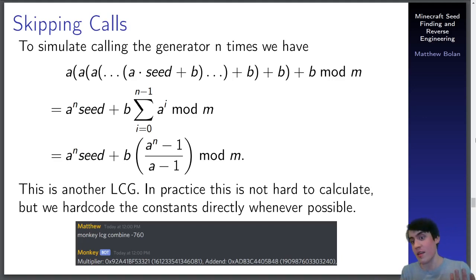And of course, this is another LCG. A to the n is our new multiplier, b times this expression is our new addend, and our modulus stayed the same. And it's also got the benefit that these numbers are not too hard to find with a program. We actually have a Discord bot that calculates these numbers for us. So if we want to skip ahead or behind n calls very, very quickly, we can ask the Discord bot and it tells us what multiplier to use and what addend to use. But we also have ways to calculate it on the fly if we don't know how much we need to jump before the program is actually running.